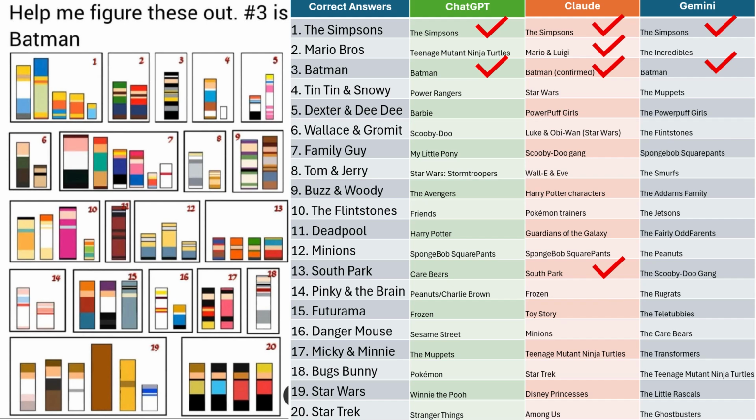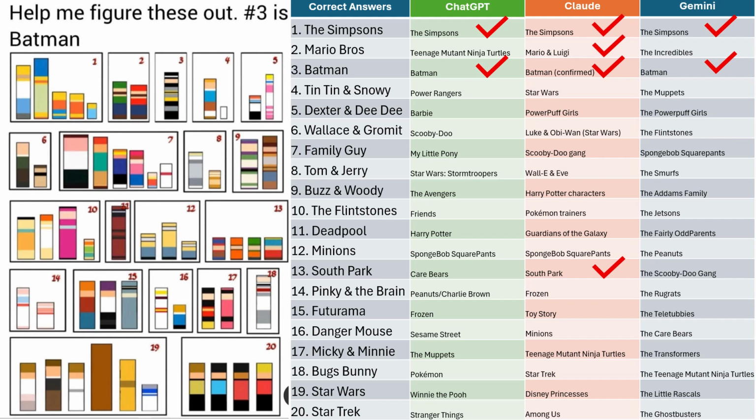For each of them, I then went back and tried to do a little bit more prompting. I indicated which ones they had got correct and also tried to explain the process they should be going with. So highlighting that as well as the colours and patterns, they should also be thinking about how many characters are there and the size of the characters and things like that. With the extra prompting, ChatGPT was able to identify Minions, but other than that, it was just really a reshuffle of some of the same characters as before.